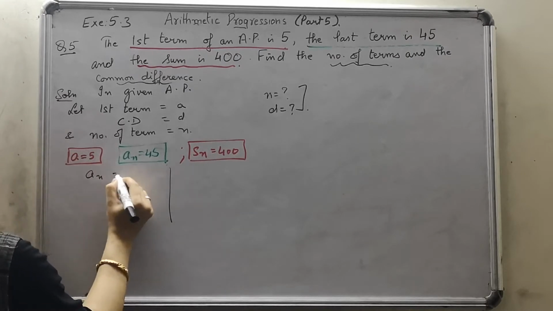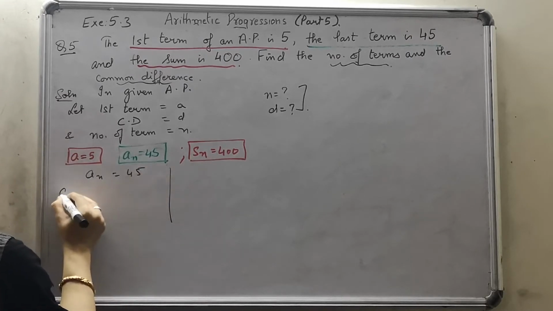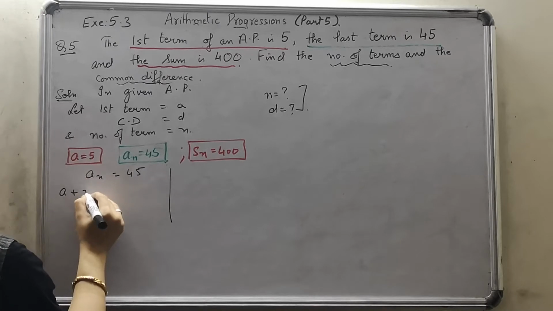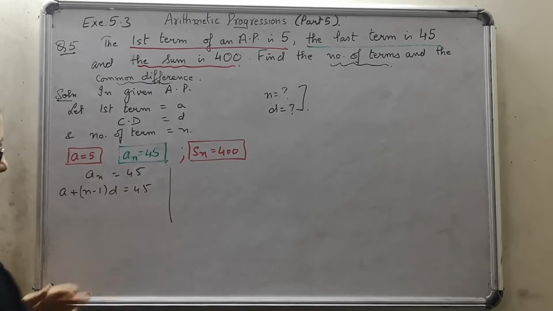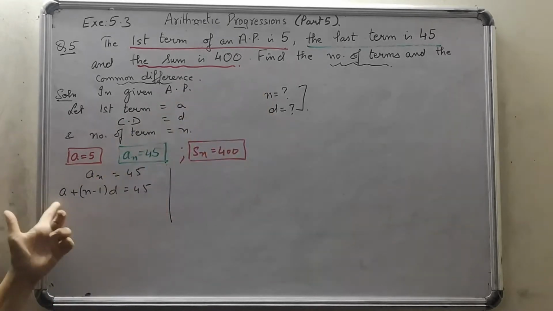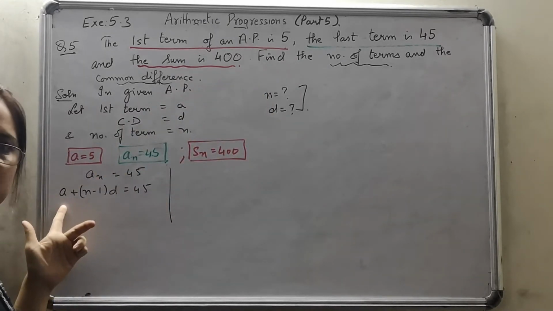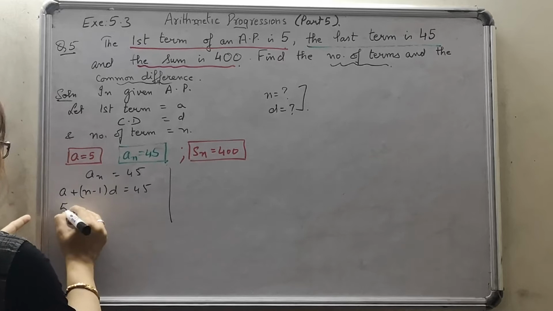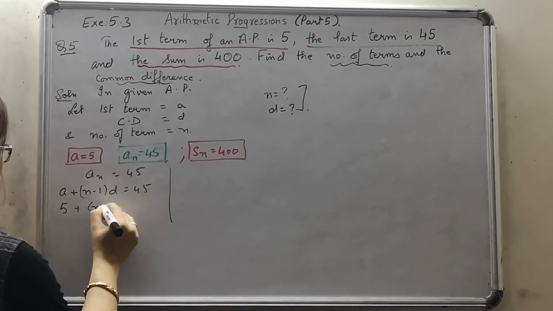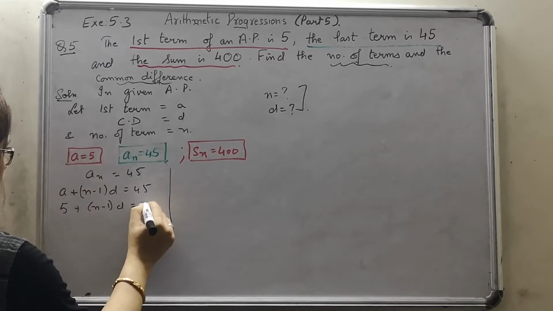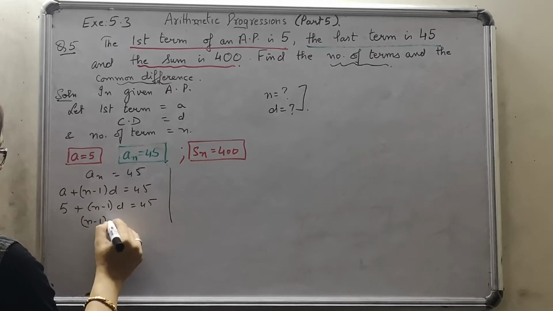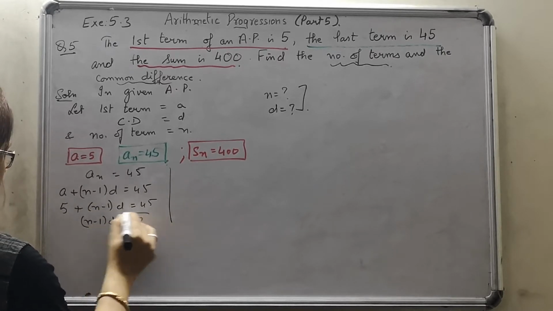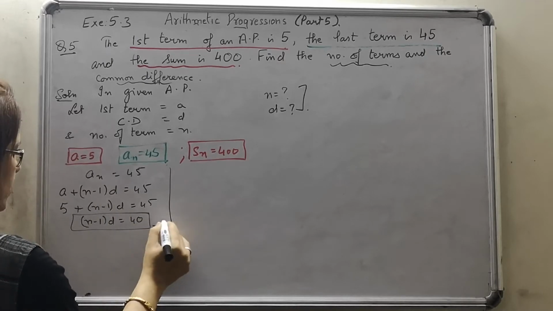AN, the nth term, is given to be 45. This implies A plus N minus 1 into D is 45. As you can see, we have to find both N and D. The only value that we can substitute over here is that of A. A is 5. So this is 5 plus N minus 1 into D is 45. What next? This is going to be N minus 1 into D is equal to 40. Name this equation as 1.